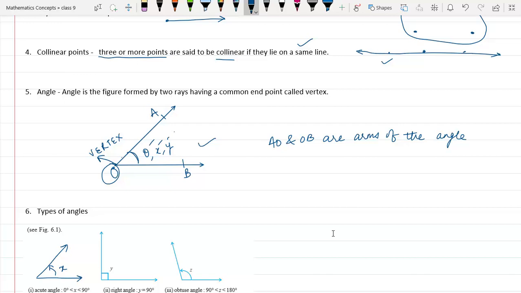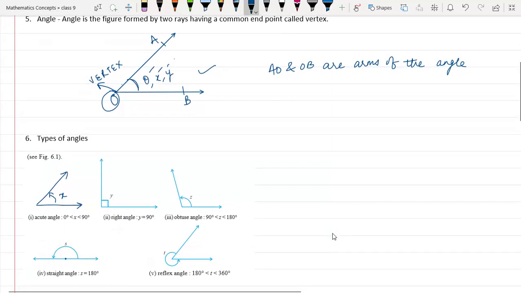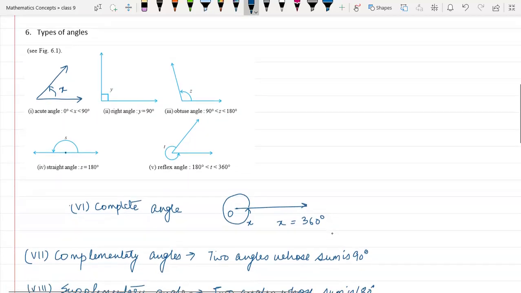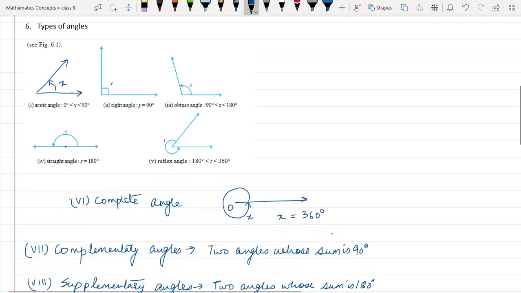Now we'll study the types of angles in your book. From there only I have taken this diagram. You can draw this easily. The first type of angle is the acute angle, which is more than 0 degrees and less than 90 degrees. Please make sure it is more than 0 only. If someone says x equal to 0 degrees is an acute angle, it is wrong. It should be more than 0 degrees and less than 90 degrees. The second type of angle is the right angle, where the angle is equal to 90 degrees, like this.